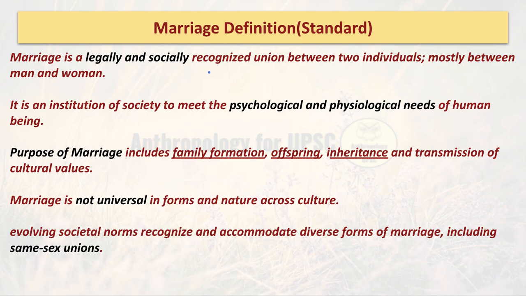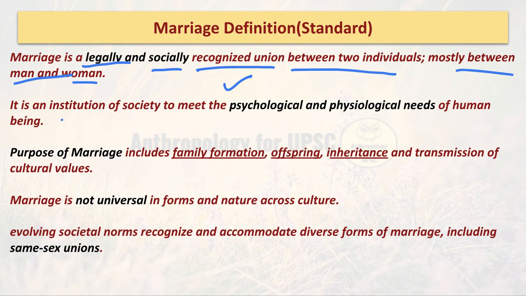Let's talk about some standard definitions for marriage, and it should be on the tip of your tongue when you write about marriage. It's a very simple term. Marriage is considered a legally and socially recognized union between whom? Between two individuals, mostly between a man and a woman. So in very simple terms, legal and social recognition between two individuals, mostly a man and a woman, is called marriage. That's a standard definition.